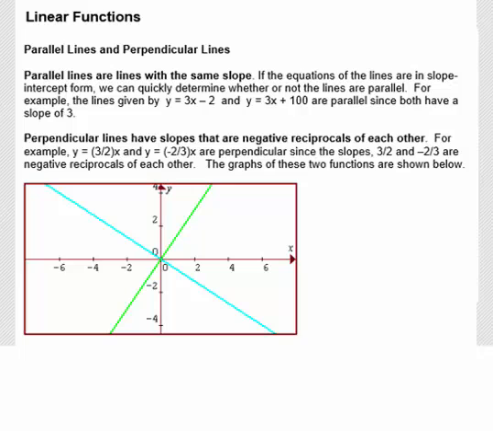Now let's just cover a few facts about parallel and perpendicular lines. Parallel lines are lines with the same slope. You can tell if lines are parallel by looking at their slope-intercept form.